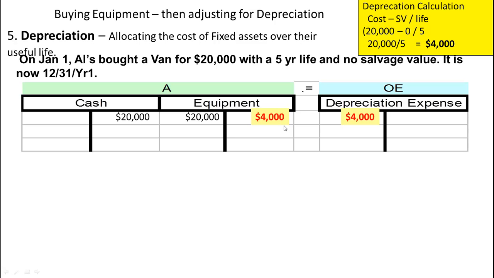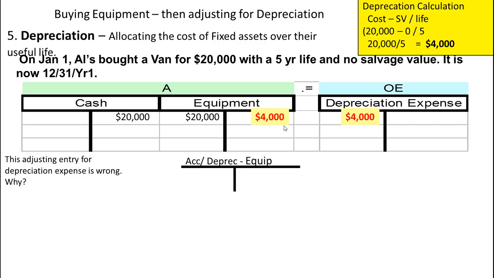So let's make up another account called accumulated depreciation equipment. And it says over here, this adjusting entry for depreciation expense was wrong. And why is that? Well, the accounting profession says that you shouldn't put a reduction for depreciation directly to the account that you're depreciating. You should use a separate account called accumulated depreciation. And the basic reason for this is because of the cost principle.